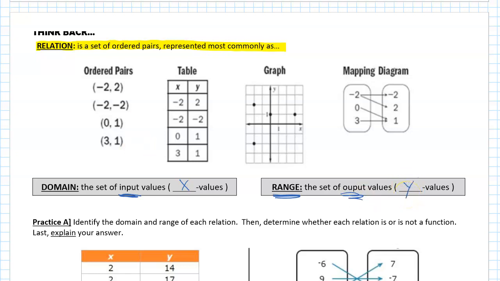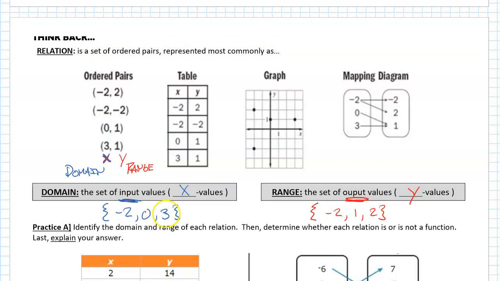So looking at our ordered pairs, we remember that our x values are first and our y values are second, meaning that our domain is going to be -2, 0, and 3. We're not going to repeat the repeated value. And our range then is going to be -2, 1, and 2. Again, not repeating the repeated value of 1. From a table, they already give it to us. The x's are our domain and the y's are our range.